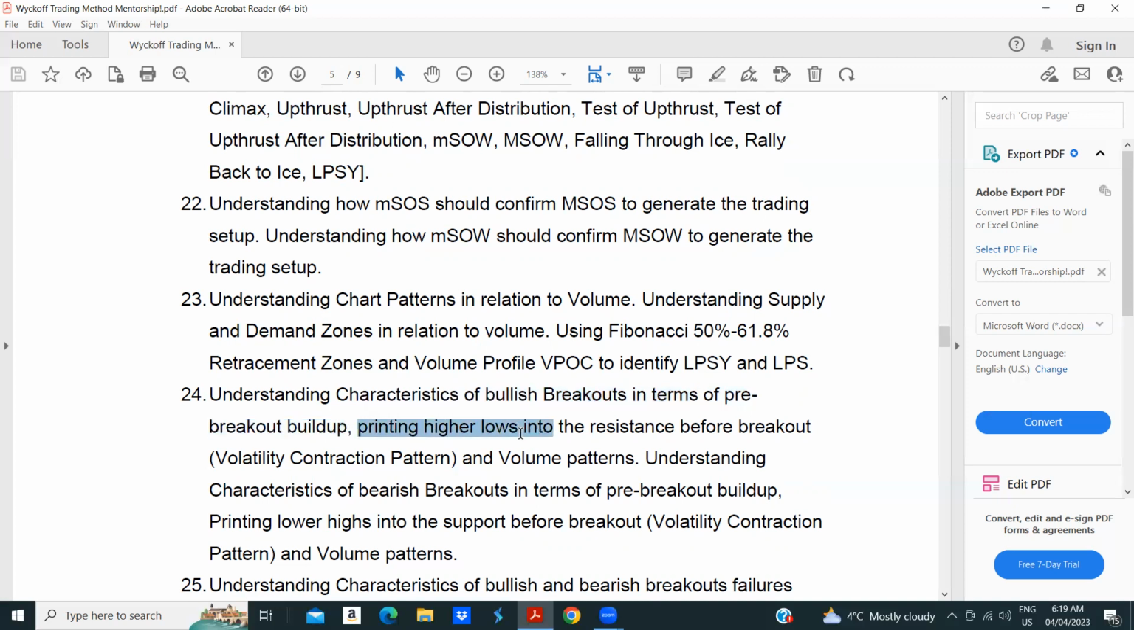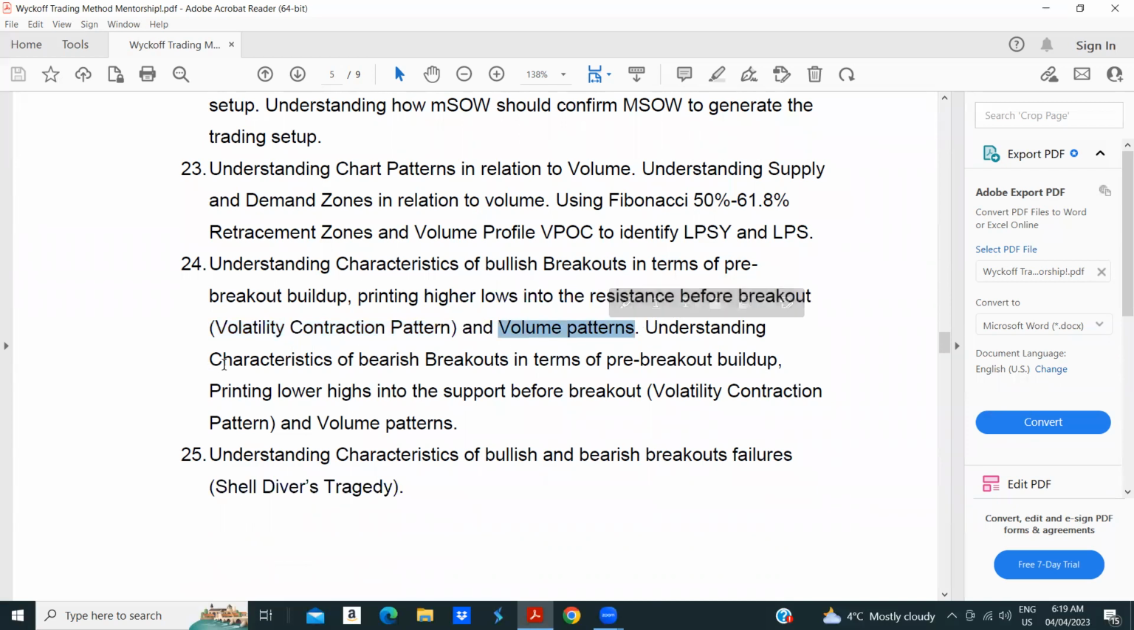Okay, we will also understand the characteristics of the bullish breakouts in terms of the pre-breakout buildup, printing higher lows into the resistance before breakout, which is also known as the volatility contraction pattern, and the volume patterns. Okay, we will understand the concepts of the bearish breakouts in terms of pre-breakout buildup, printing lower highs into the support before breakout, which is also known as the volatility contraction pattern, and the volume patterns finally.